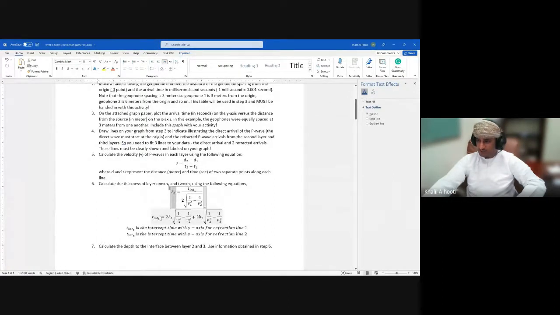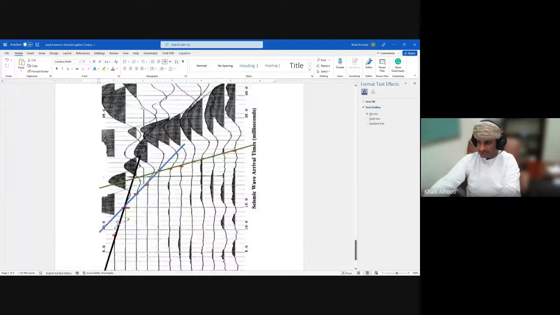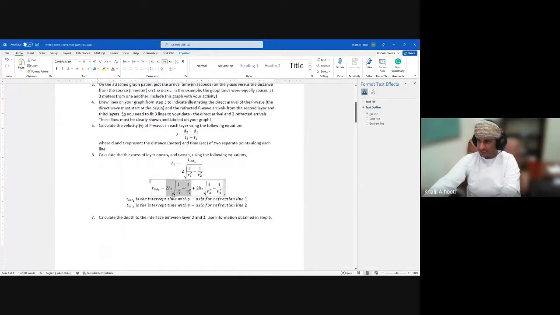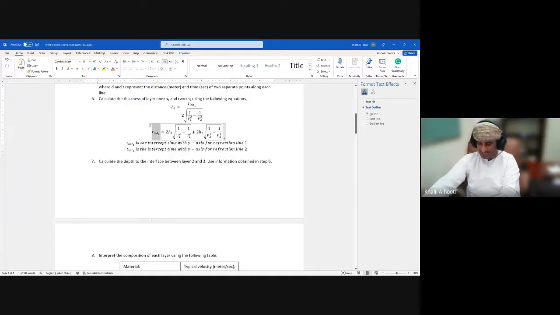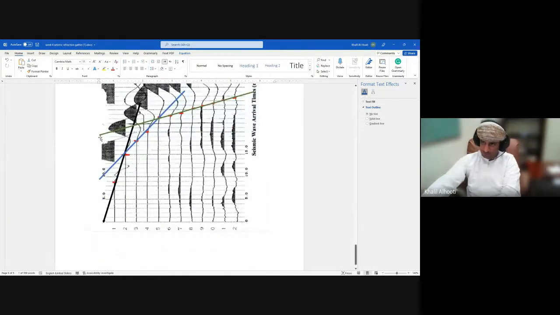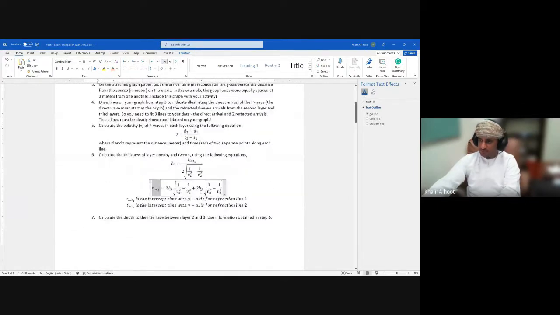The thickness of the second layer can be obtained using this equation from the slide itself. You already obtained this one, this is in total the intercept time, whatever you read here. You plug it in here, and you already calculated the slopes from part 5. You read this one from your data table. Here it is, intercept 2. You read it from there and plug it in here.